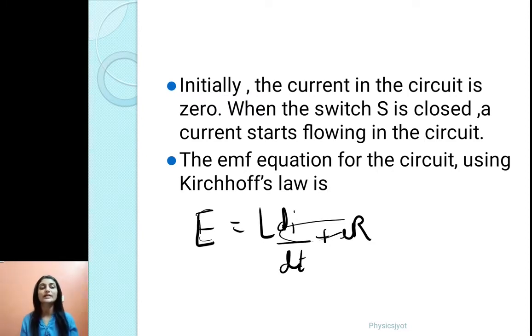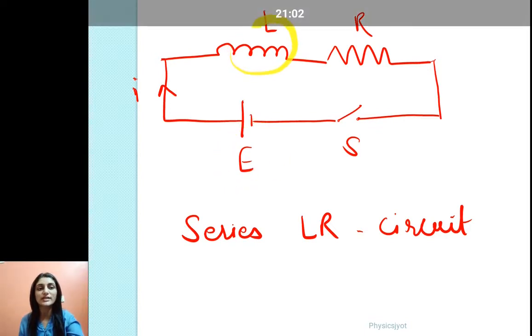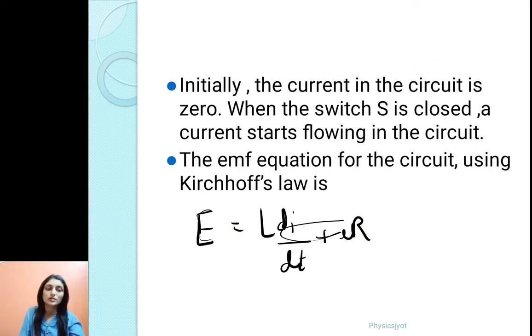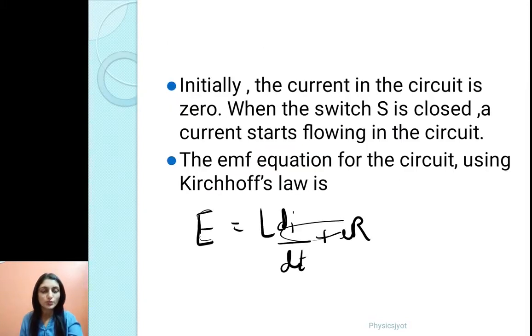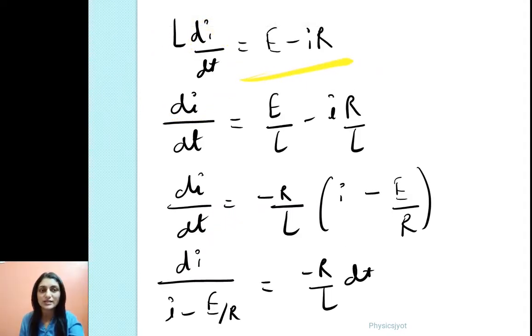flowing in the circuit, and the EMF equation for the circuit is given by E equals L di by dt plus I into R, because E is the total EMF of the battery. This E equals the voltage across L, that is L di by dt, plus the voltage across R, that is I into R. So that is how we get E equals L di by dt plus IR. We can shift this IR over to the LHS, so we get L di by dt equals E minus IR.